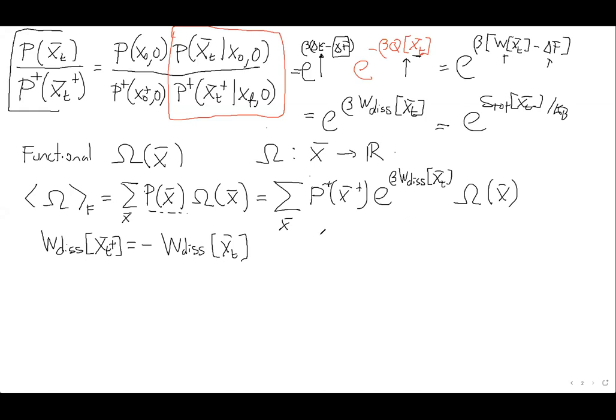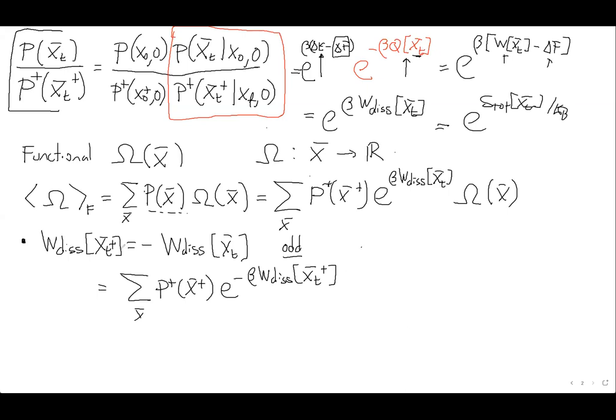So this means that the dissipation and the entropy production is odd under time reversal, okay? Because of this property, I can change this one by, okay, sum over x, p plus x reverse, e to the minus beta W dissipation. So this is the dissipation of the time reverse trajectory, okay? And now I will introduce an assumption.